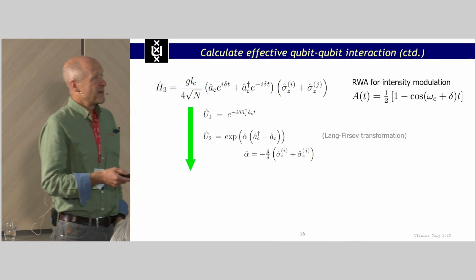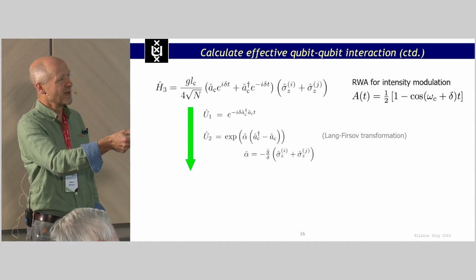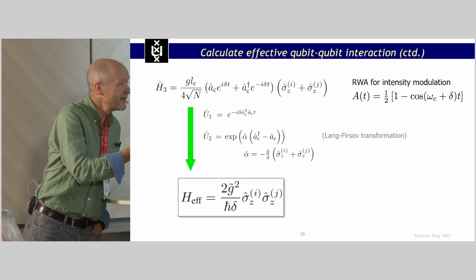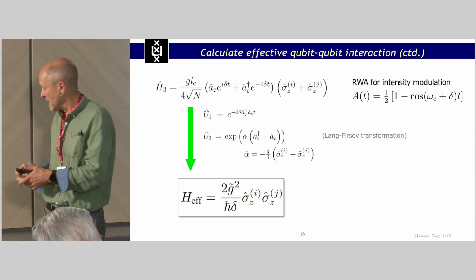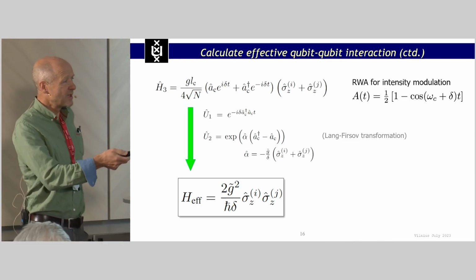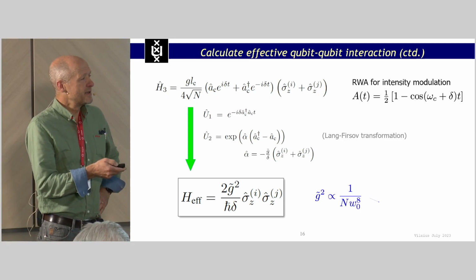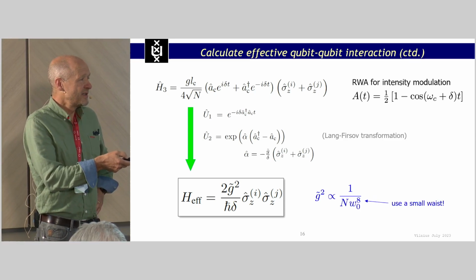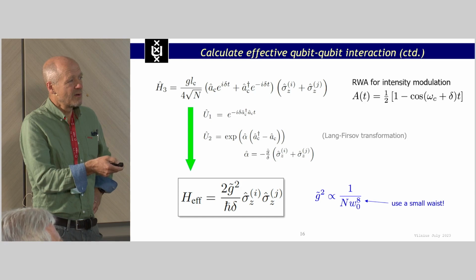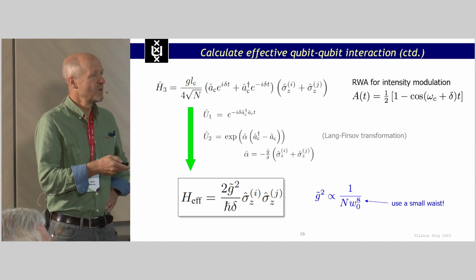Okay, then you apply a couple more transformations. This takes out the time dependence. This is called the Lang-Firsov transformation. Let's not go into all the details, but in the end what you end up with is an effective interaction between the qubits that looks like sigma z, sigma z here. And the strength of this interaction, this g tilde squared, scales as the inverse 8th power of the tweezer waist. So we better choose a small tweezer waist to get this to work.